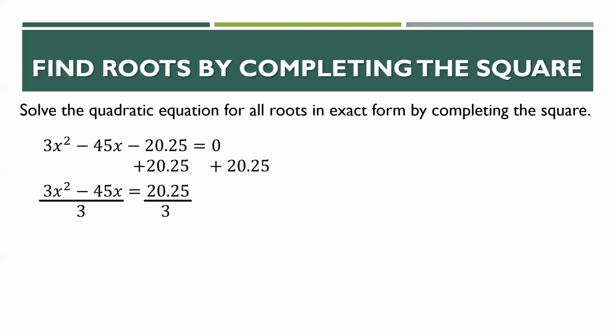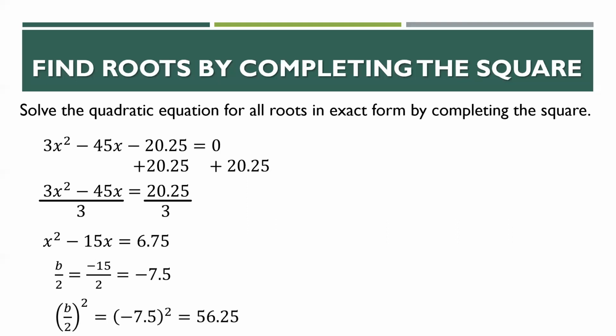So my next step is to divide everything by 3. Here's the result from dividing both sides by 3. Now that I've got x squared minus 15x equal to 6.75, I'm going to find half of b. So -15 is my b value, divided by 2 is -7.5. Then I'm also going to find out what that value is squared. -7.5 squared is 56.25. So the 56.25 is the value that will complete the square to make the left-hand side a perfect square trinomial.